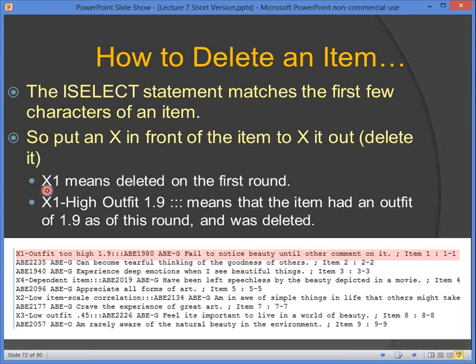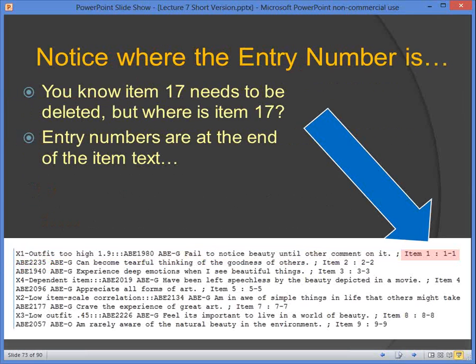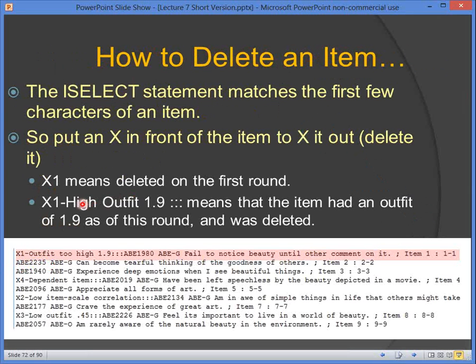So for the first round of item selection, I just put an X1 in front of the item, and then I put the reason. So I might, for example, put X1 high outfit 1.9, and that's going to mean to me that item was deleted on the first round of item selection, and the reason it was deleted was because the outfit of this item was 1.9, which is too high. That's beyond the 1.4 threshold.